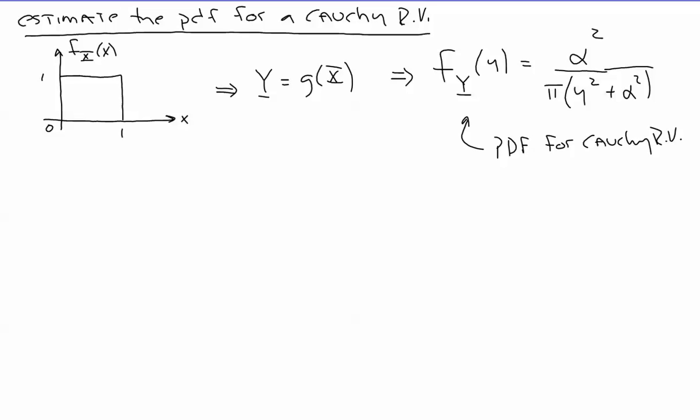For this particular problem, I'm going to assume that alpha equals 1 in my probability density function for y. And I know from my previous work that my transformation function y equals the inverse cumulative distribution function for my Cauchy random variable evaluated at x. So we need to find the cumulative distribution function for y and then invert it. Let's do that.